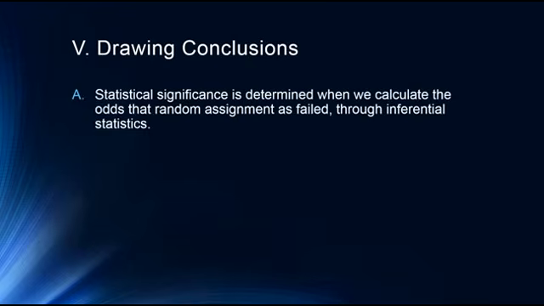So wrapping up the last couple of issues in psychological research is how we draw conclusions. First thing to talk about is what we call statistical significance. And our conversations about this are ever evolving as we start to use different kinds of statistics. So statistical significance is determined when we calculate the odds that random assignment has failed through inferential statistics. And so we use things like, say, a t-test.